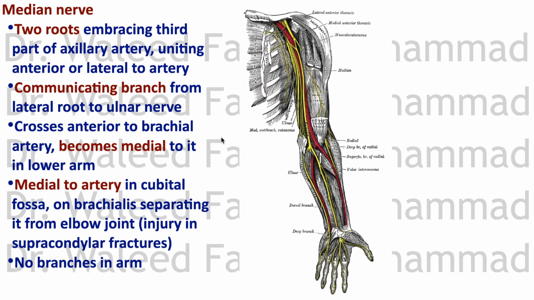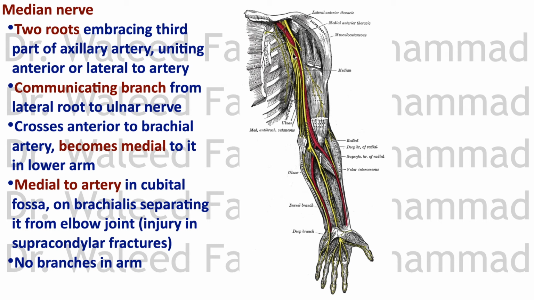The median nerve has two roots, as we studied before, related to the second part of the axillary artery, formed on the third part, okay? So you can say related to the second part or the third part because it's formed on the third part. Well, we will not stick to this detail. Uniting anterior and lateral to the artery, it's lateral to the brachial artery at first.